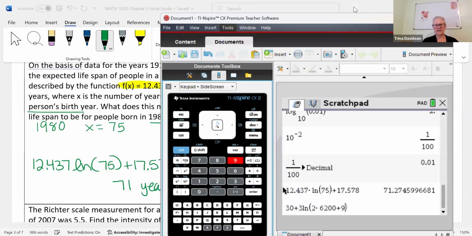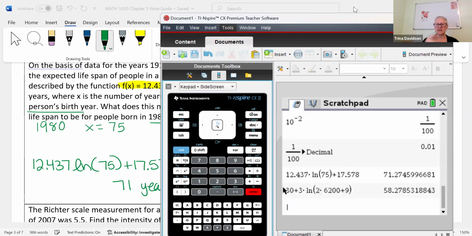Those parentheses are around everything, just like the original equation. So $58.28.